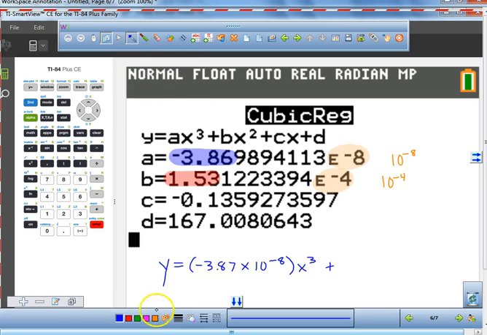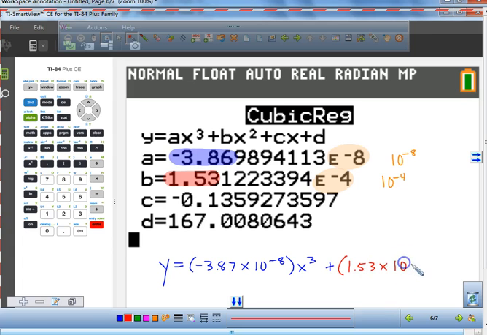I'm going to say plus. I round it to the nearest 100. I can say 1.53 times 10 to the -4 x squared.